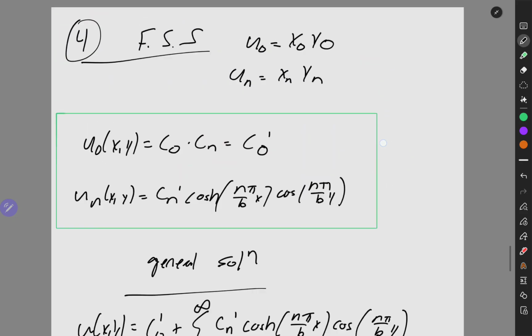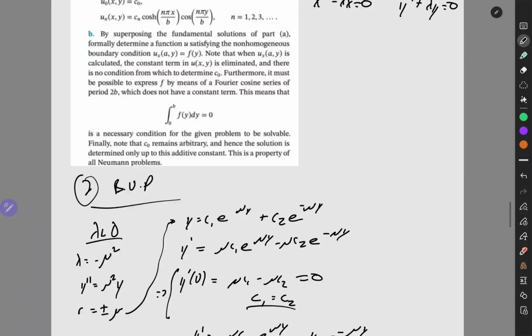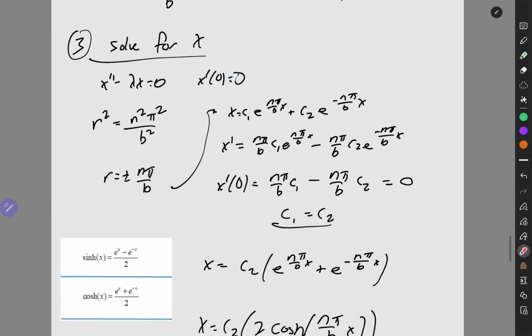So now it wants us to use the initial condition. Well, not the initial condition, but that other boundary condition that's left. This one here. To determine the function u, just note that when u_x(a,y) is calculated, so let's do that. We have to do that.